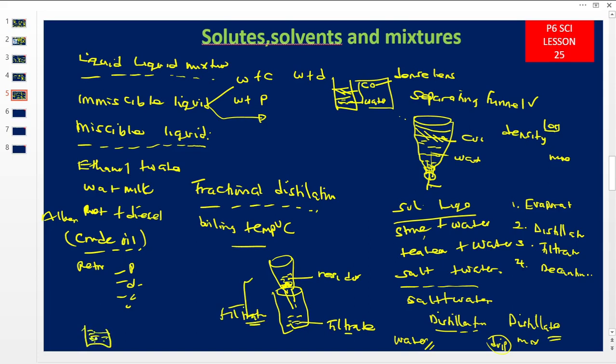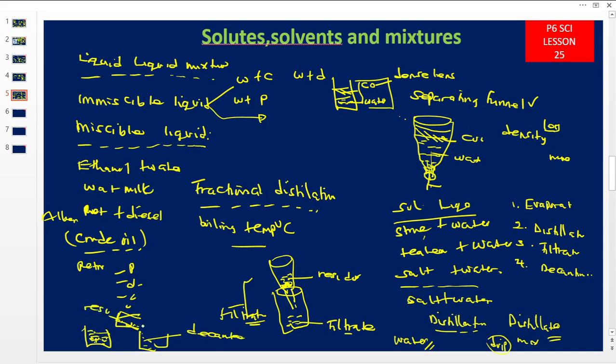Then with decanting, we can get two containers. This one has the soil particles or the sand particles in it. Then we get another. Then we pour off this. We first wait for this one to settle. Then we start pouring off the water. Scientifically this is called decantation. Then these ones are the residues.